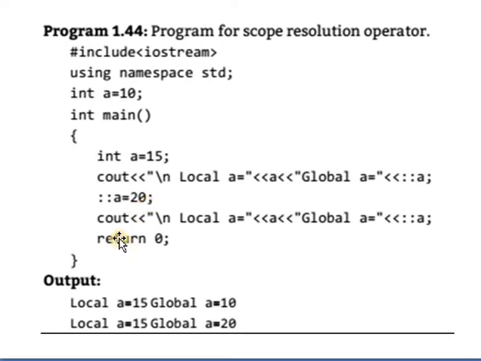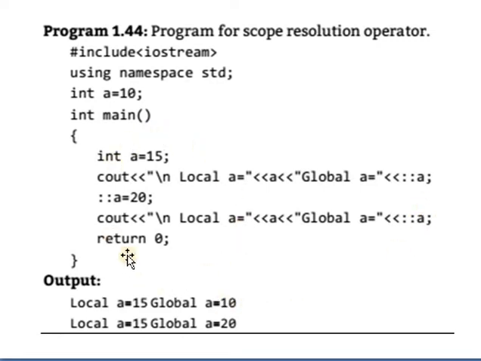Then again the values are printed or displayed. First displayed the local value of variable a. Here the local value of variable a is what? 15. Then it first displays the value of 15. Then next global a's value is displayed. Here global a's value is 20 because initialization is done with this variable of scope resolution. So here the value is 20.